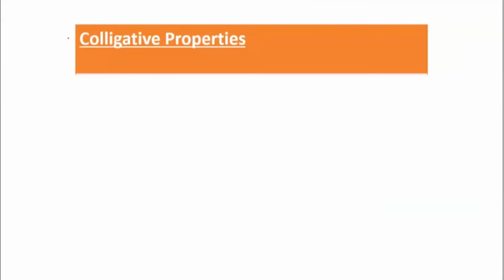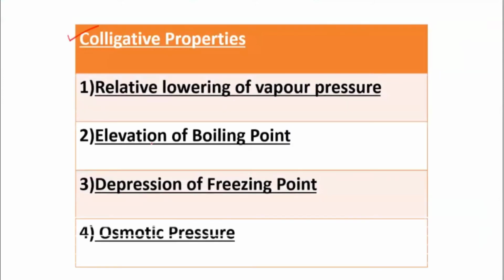And how many kinds of colligative property are we going to study? That is over here. You have four: relative lowering in vapor pressure, elevation in boiling point, depression of freezing point, and osmotic pressure. So yesterday I started with relative lowering of vapor pressure. Just quickly we'll see what relative lowering of vapor pressure was.